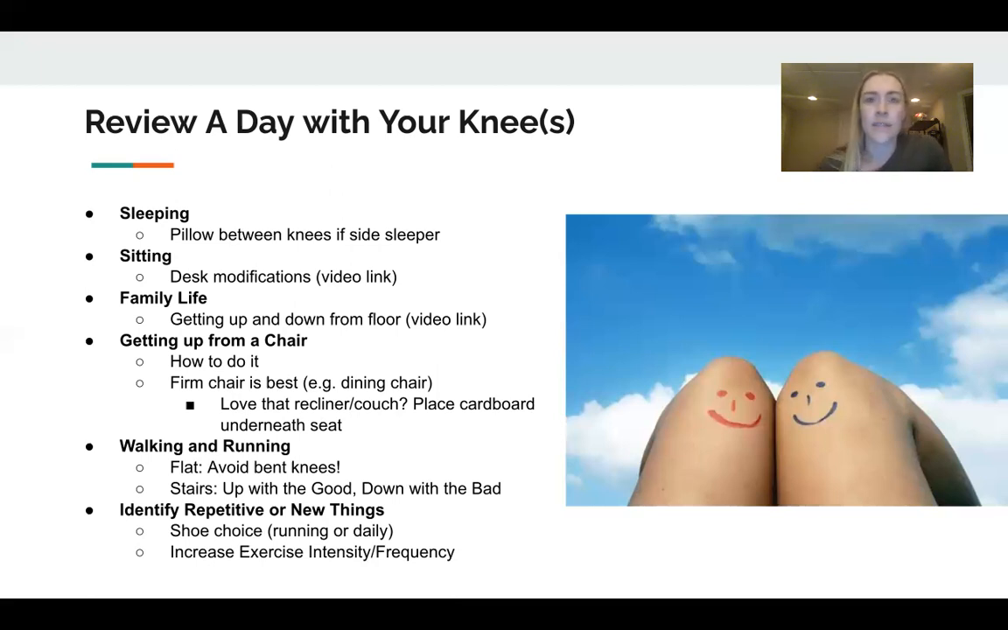But again, since the knee is the middleman of the leg, any changes at the foot and ankle are going to affect the knee. And also you want to think about, what are you doing for exercise? Was there a rapid change in intensity or frequency? And is that causing your knee pain?